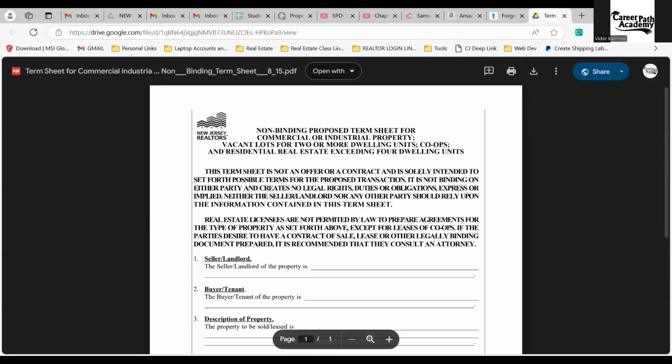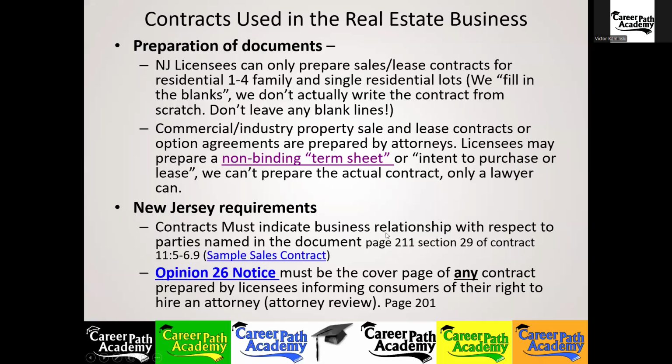All right. And contracts must indicate the business relationship the parties have with each other. We do that in the contract itself for leases and sales contracts. We also do that on the Opinion 26 notice, which states the different ways we could work with somebody. And then it tells people that they have a right to hire a lawyer.